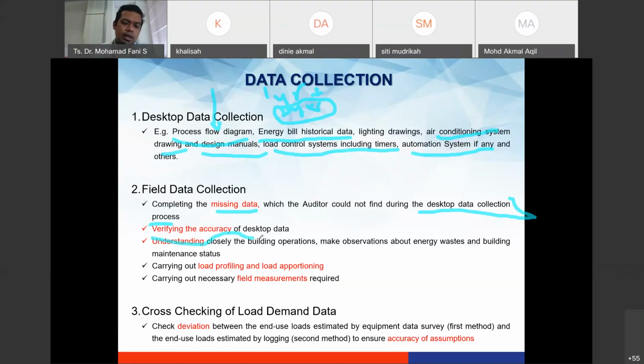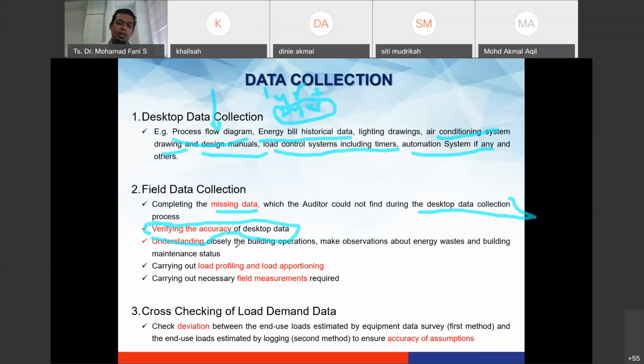Verification of the accuracy of desktop data. Okay, for example, we measure the incoming electricity. We measure for 2 weeks and convert to monthly, then to yearly, and we compare to the actual bill. If there is no huge difference from the billing system, then we confirm that the verification of the desktop data is true, and our measurement is in the correct measurement way.